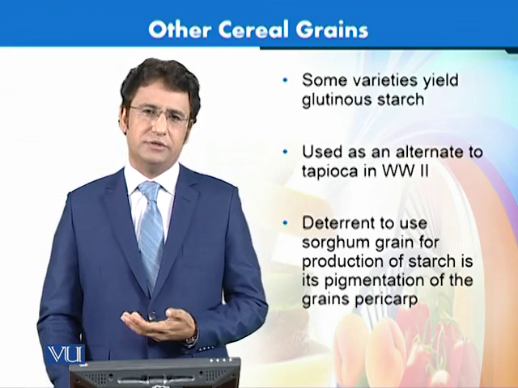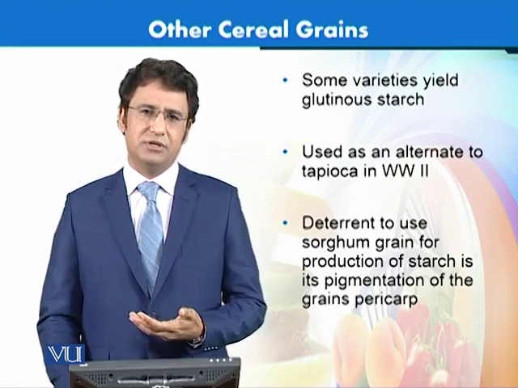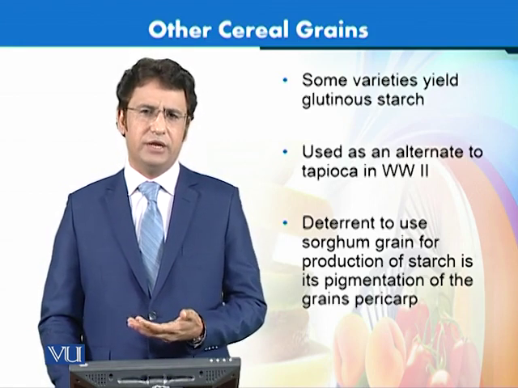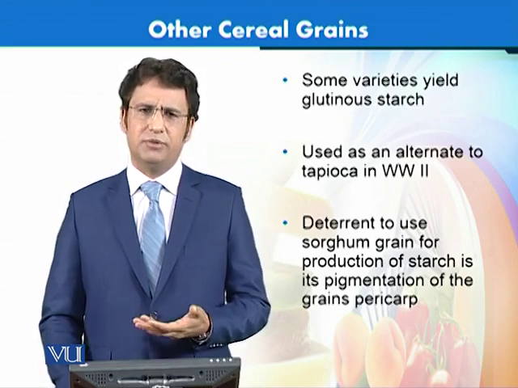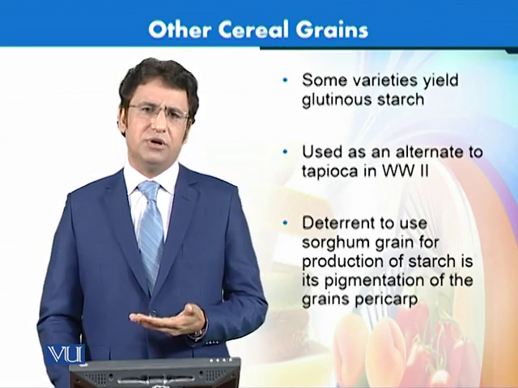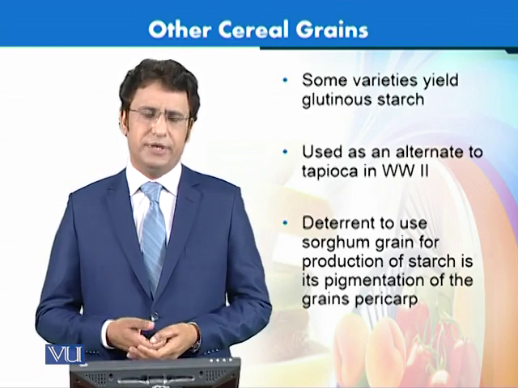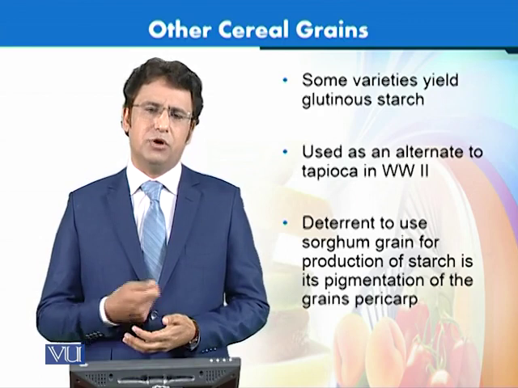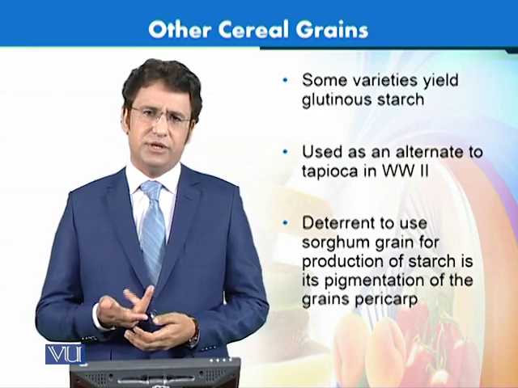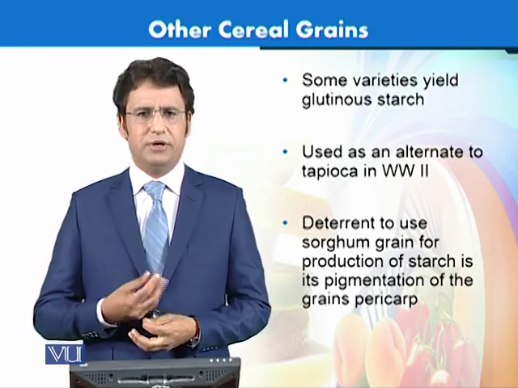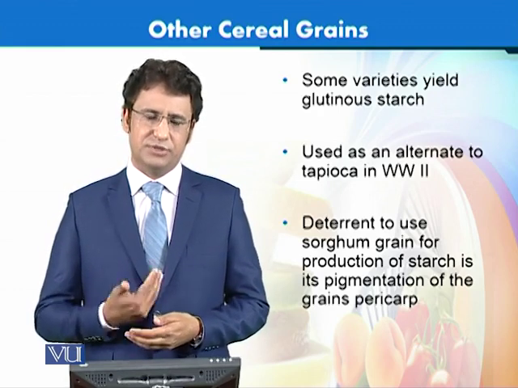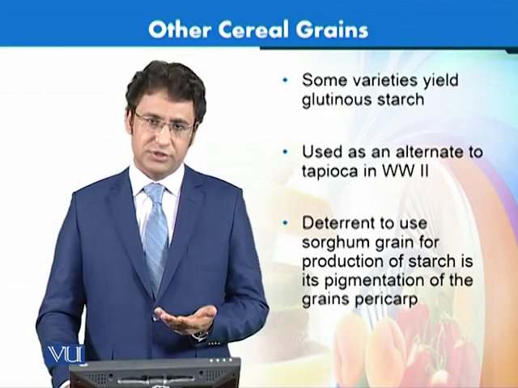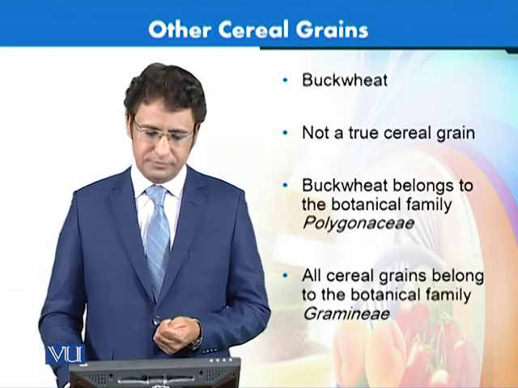But one of the deterrents to producing starch-based products is this. Starch is a very widely used food component, and it has a lot of applications, so starch is very important. But if you want to make starch from sorghum, the only problem is that it produces pigments. Those pigments would give a particular color to the final starch product, so that stops us from making a lot of industrial starch out of sorghum.